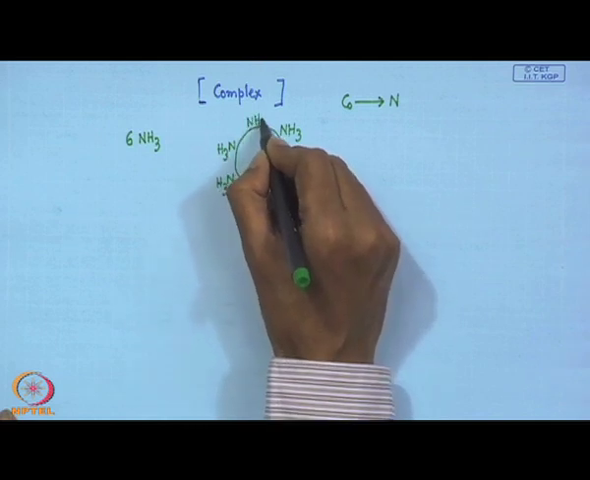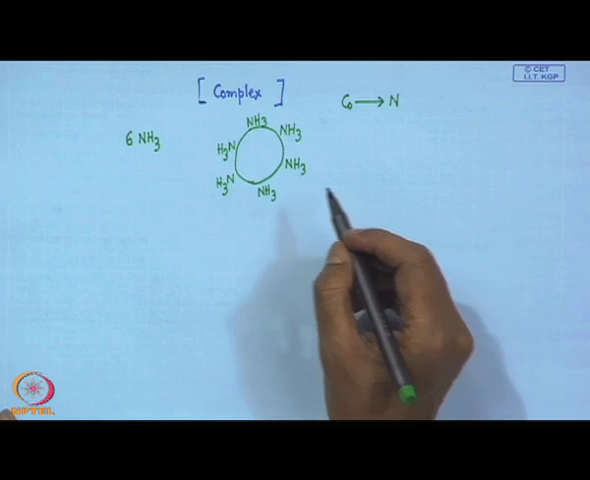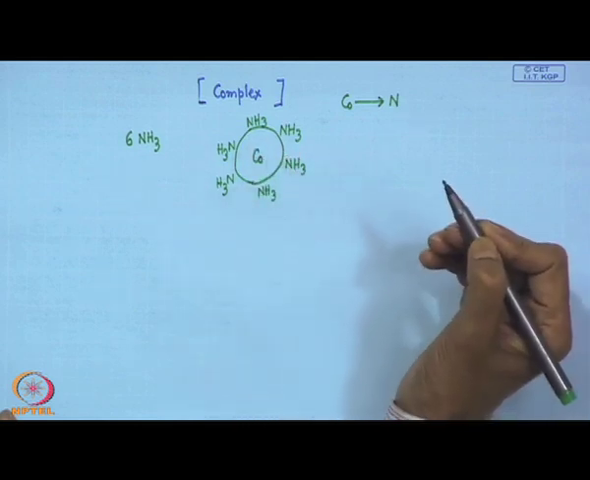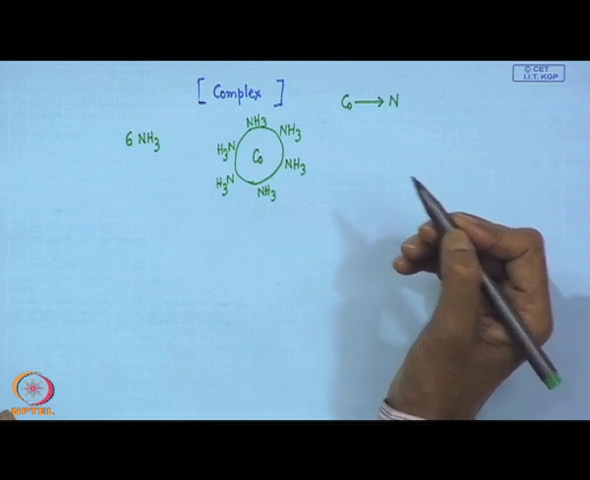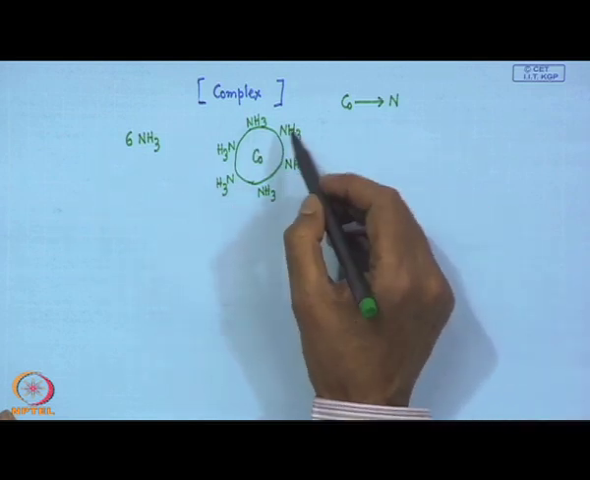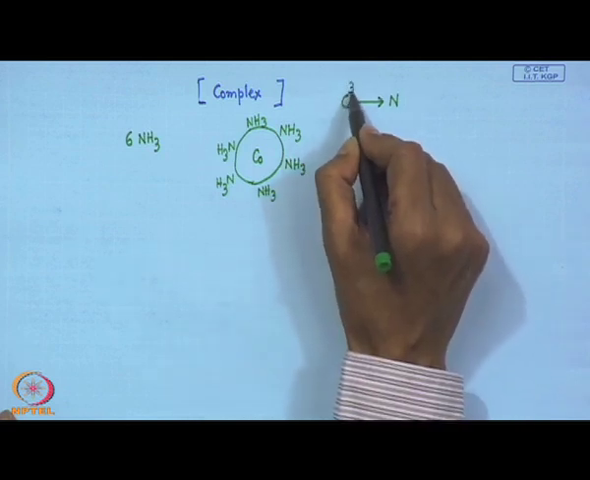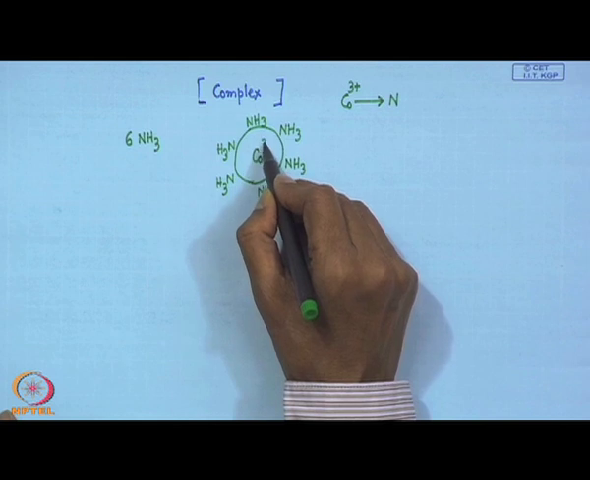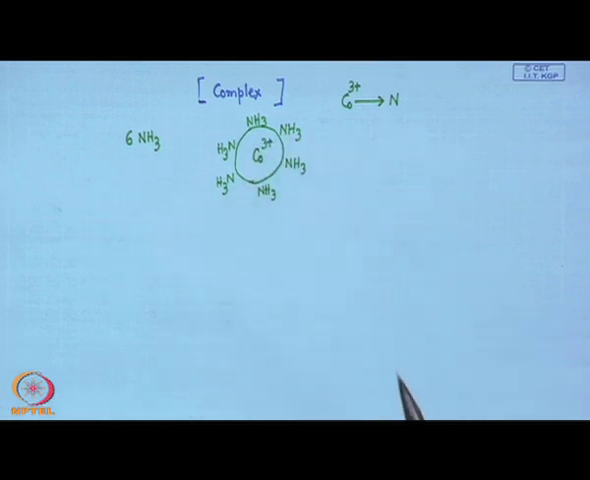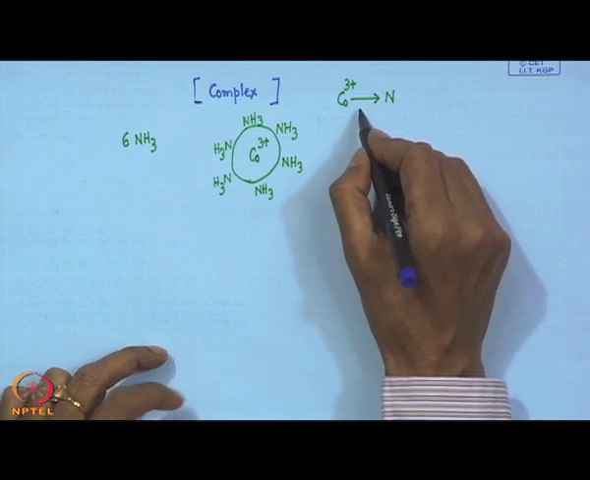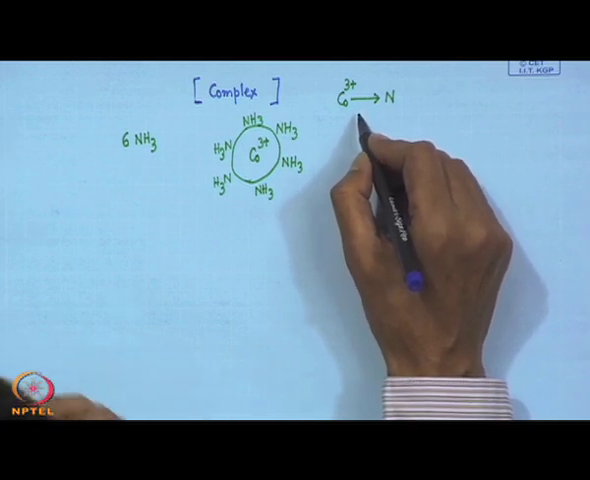So, we have 6 ammonia molecules and we have the cobalt center. This particular environment is surrounding the cobalt ion. This cobalt is present as the trivalent cobalt. So, we get a corresponding environment, and this particular environment we call the coordination environment.